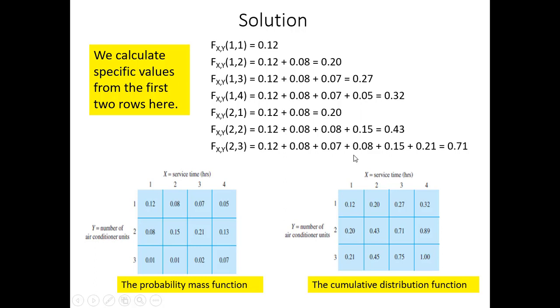You should stop the video, okay, and try to get F(2,4). Okay, see if you get this number, 0.89. I would also practice with some of the values F(3,1), for example, (3,2), (3,3), and (3,4). These are the values that you should get.